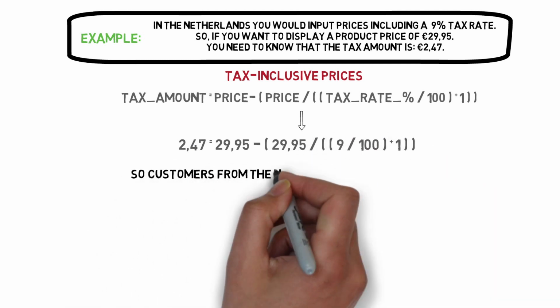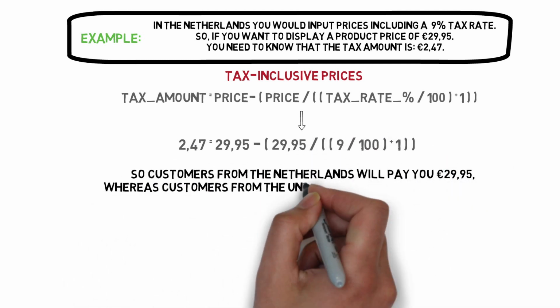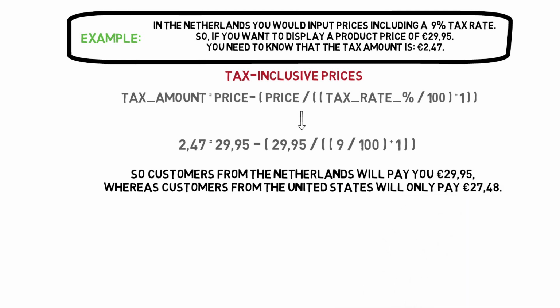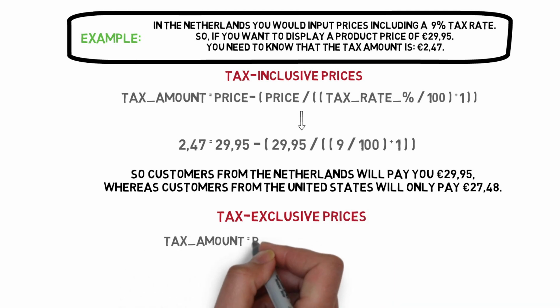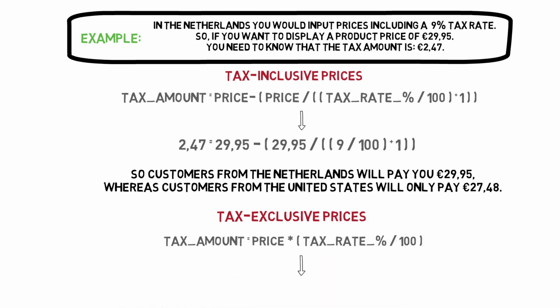And that means customers in my country will pay 29.95 euros, whereas customers from the United States will only pay 27 euros and 48 cents. Now if you want to calculate tax exclusive prices, you need to use this formula.